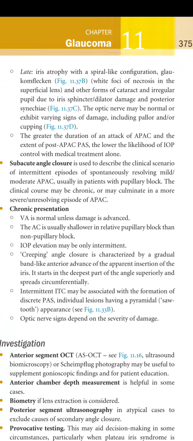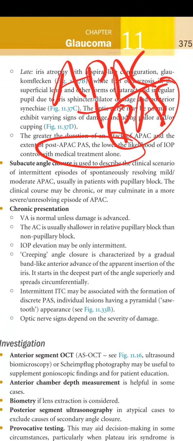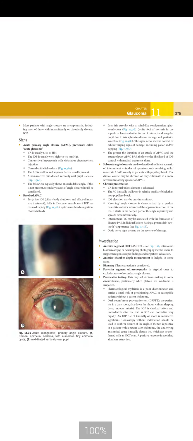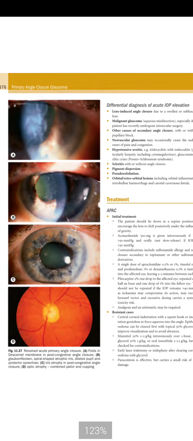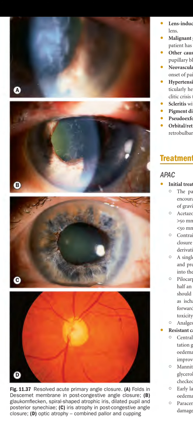So how long the APAC has lasted and how much PAS has been formed will determine how it responds to medical treatment. Whenever there is significant PAS, medical treatment will not be sufficient. You have to go for surgical therapy as well. So you can see this figure, 11.37. It is showing resolved acute primary angle closure.